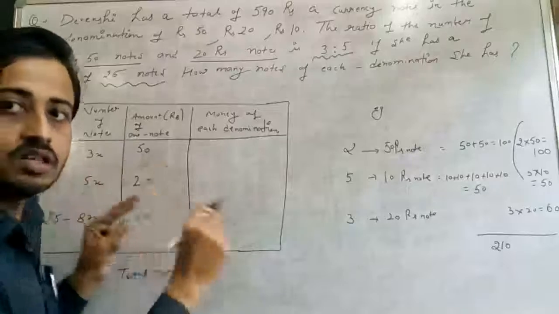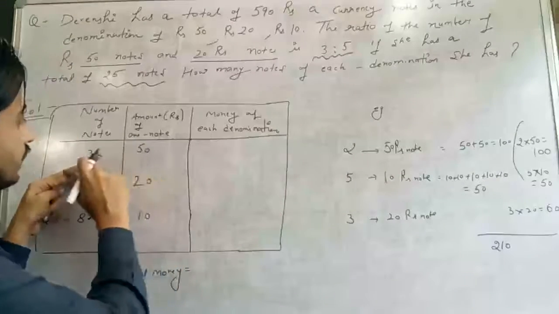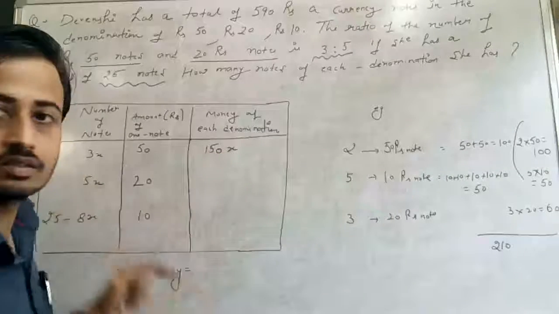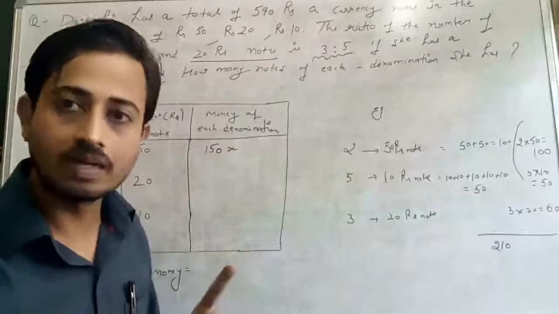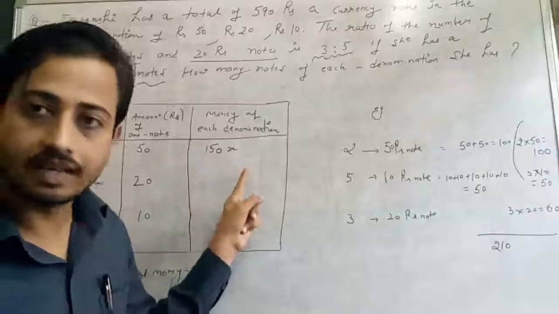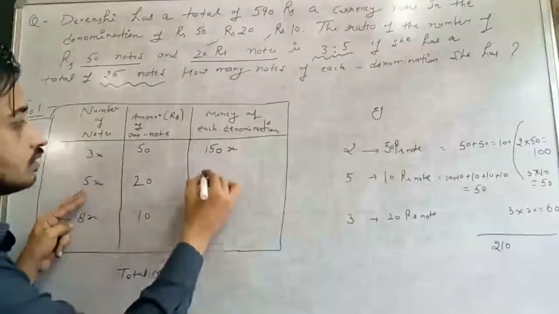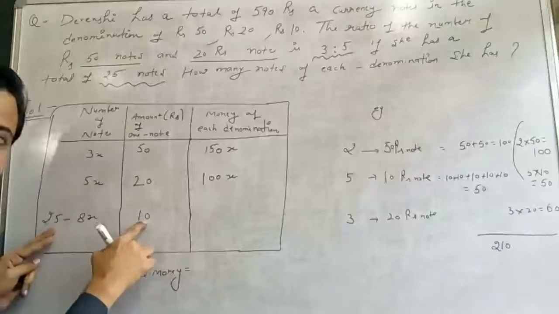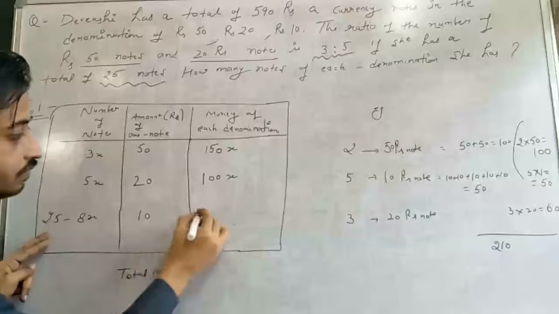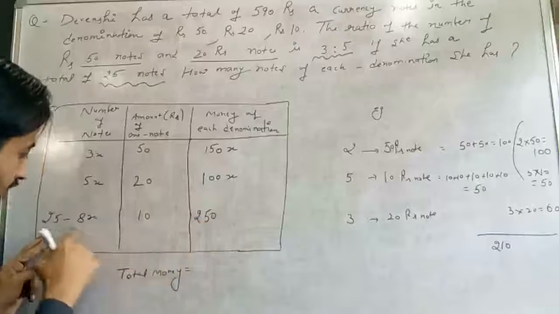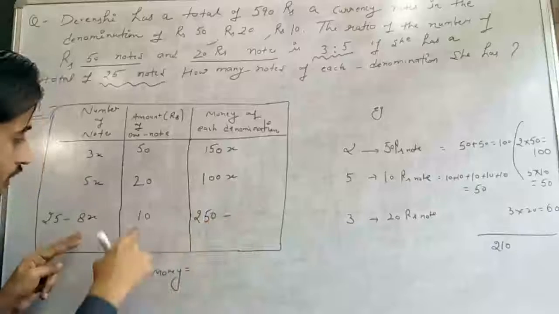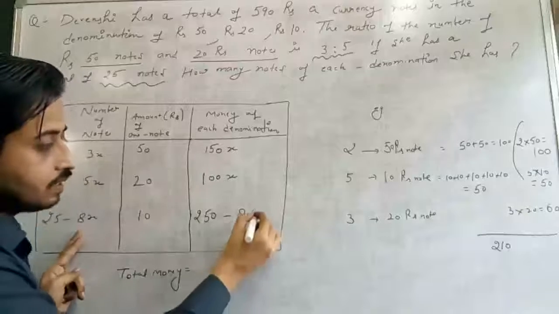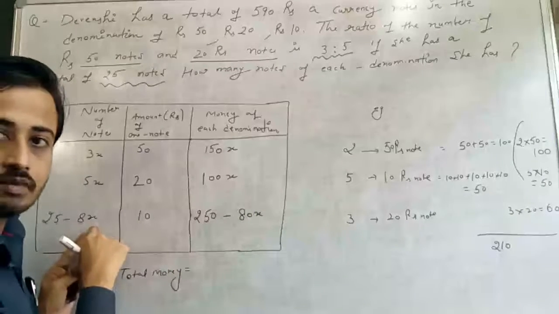3x into 50, because the number is multiplied with a number, and 50 into 3 is equal to 150, and x is your variable, so it will always be in the form of multiplication, 150 multiply x. Here 5 into 20 is equal to 100, multiply x. Now multiply this. Firstly 10 is multiplied with 25, what will we get? 250. Now the sign is negative. Now 10 is multiplied by 8, what will we get? 80, and multiply by x, because here 8 is multiplied with x.